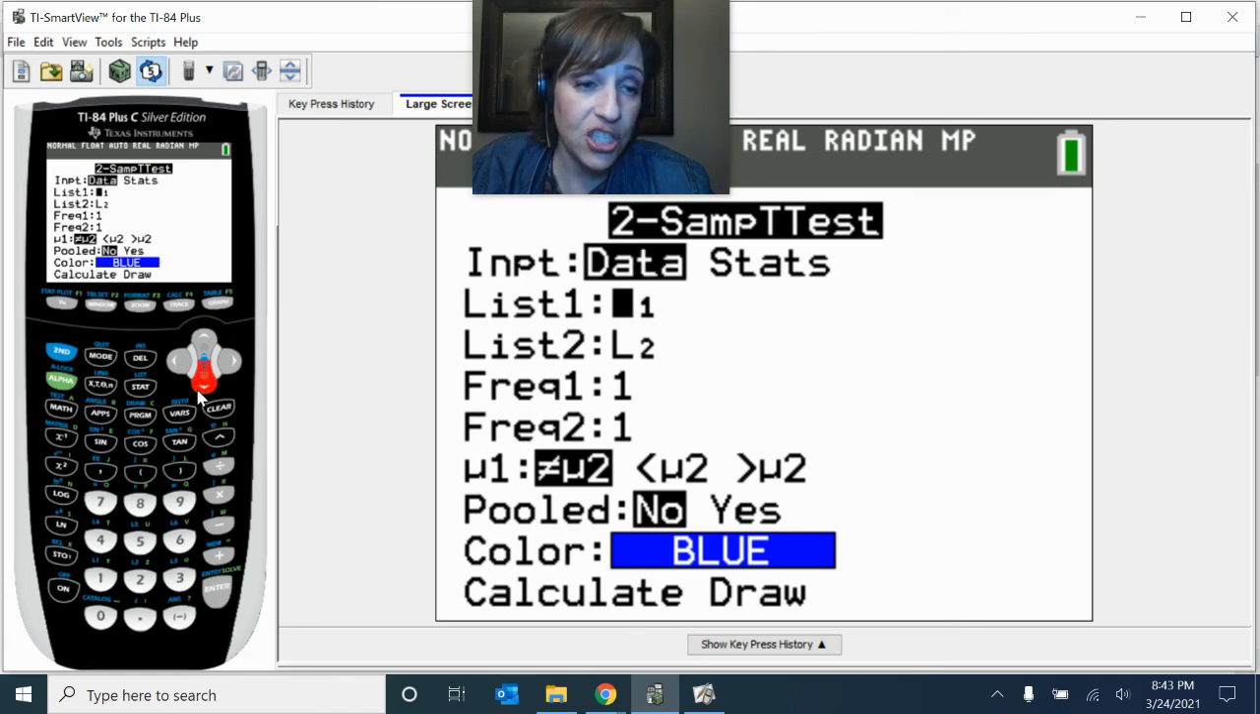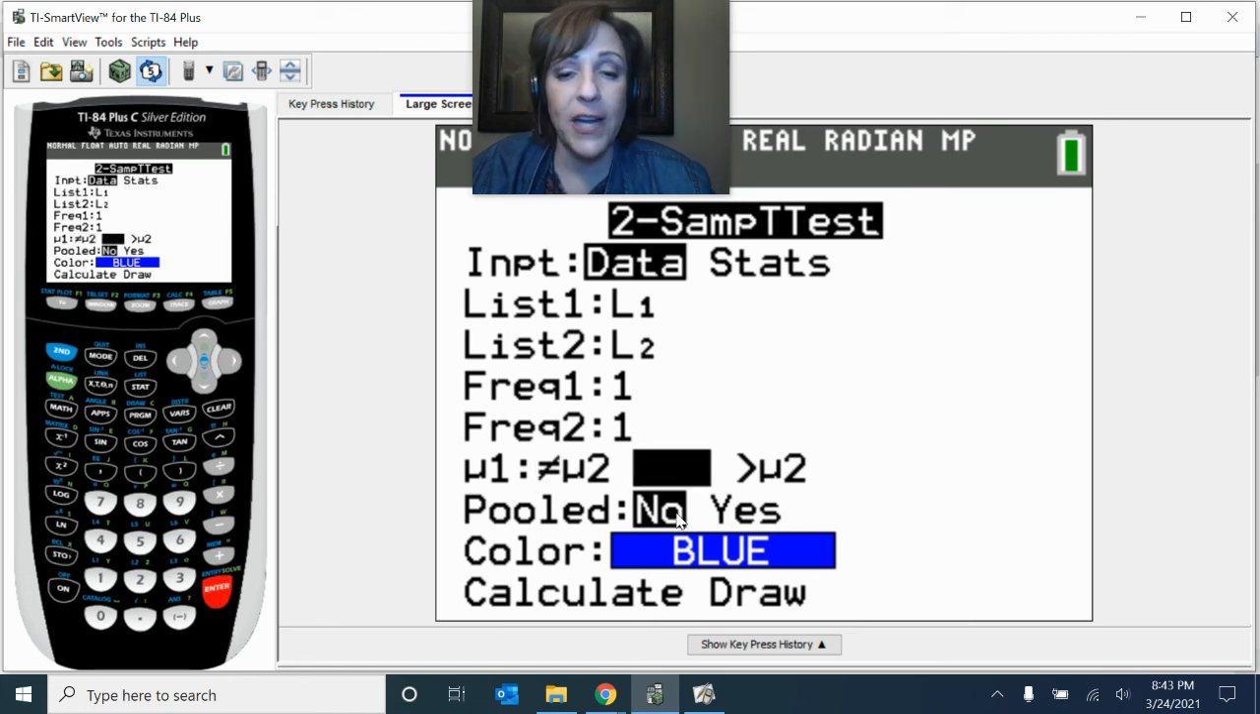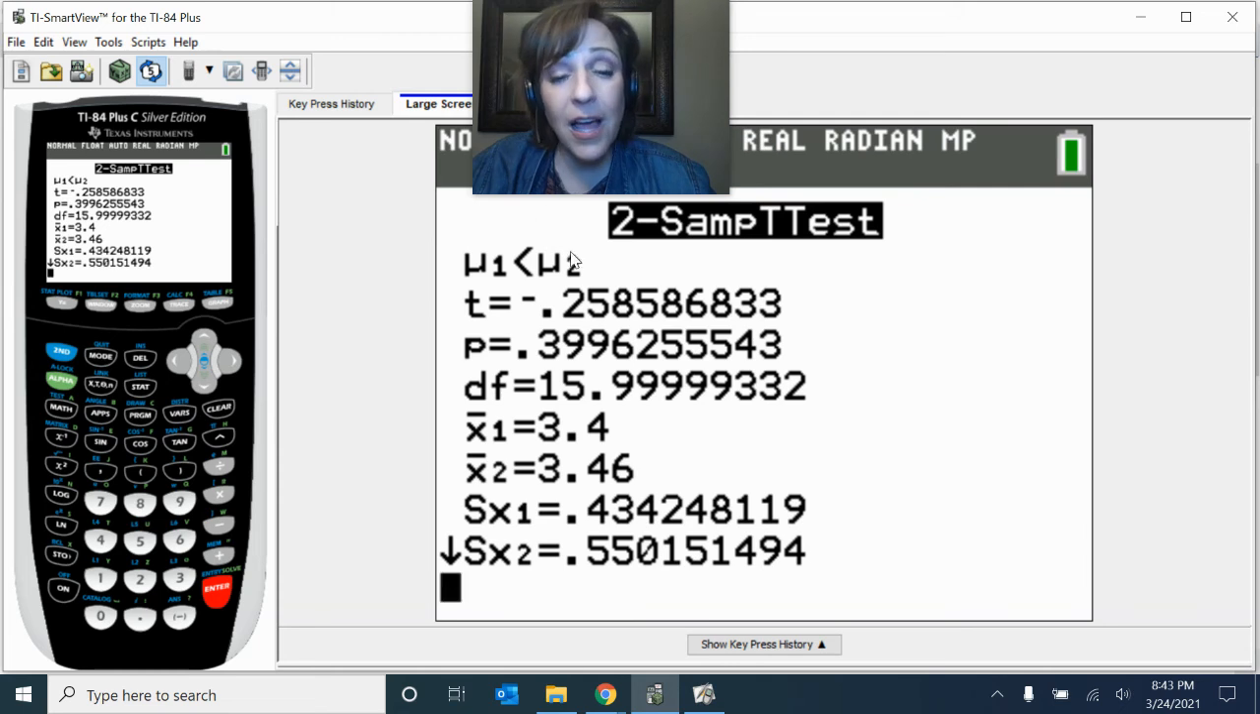Now you'll want to pay attention. I think this problem is investigating, I'm sorry, it asks if Fish Friends is greater than Buy Right. So since I put Buy Right in first, I want to see if Buy Right is less than Fish Friends. We are not pooling, and then you can come on down here and calculate, and voila, it'll give you your t-score and your p-value and your degrees of freedom and so on and so forth.